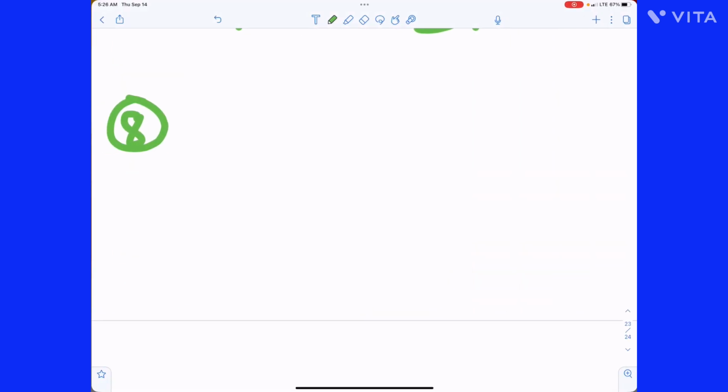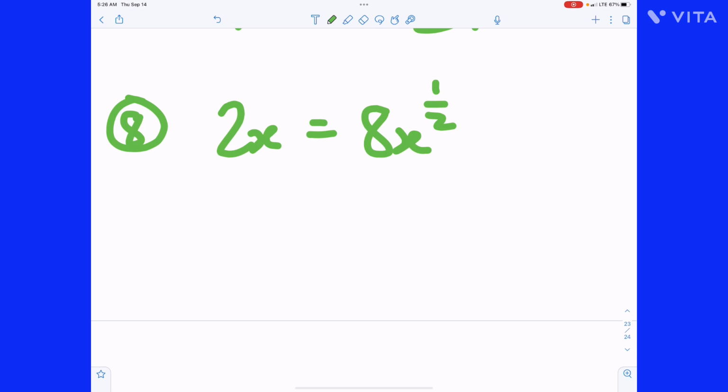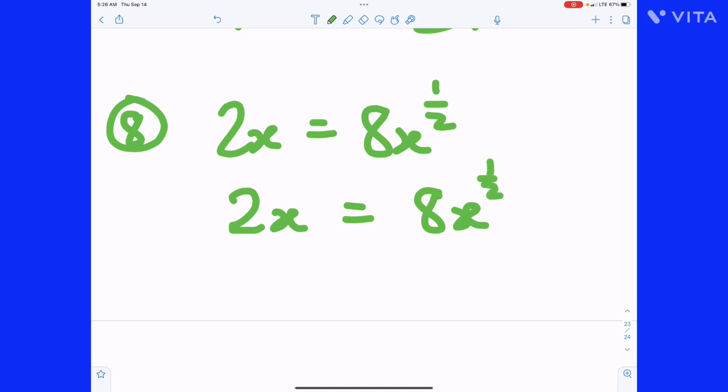2x is equal to 8x raised to power half. This is simple. There's 2 on both sides, so I can divide both sides by 2. This is 2 times x, and this is what? 8 times x raised to the power half.